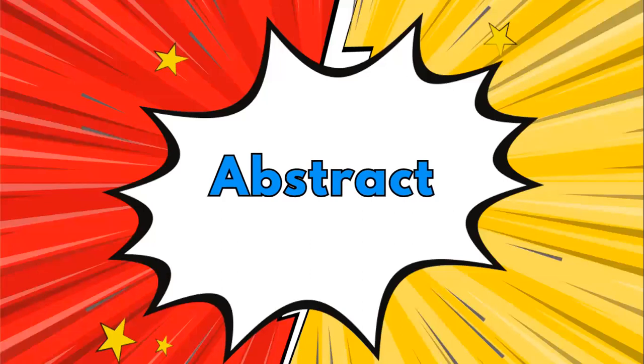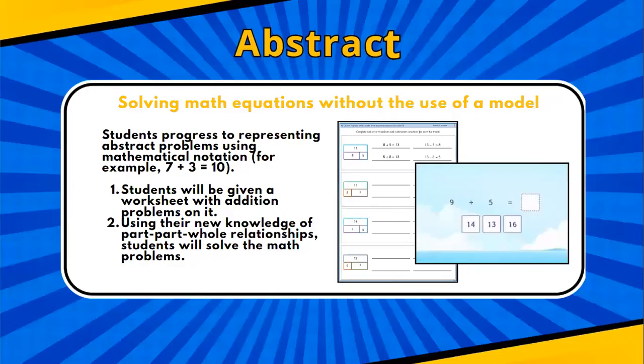Lastly, we're going to be talking about the abstract phase. So during the abstract phase, students progress to representing abstract problems using mathematical notation. For example, 7 plus 3 equals 10. So they'll be solving these. So solving math equations without the use of the model.